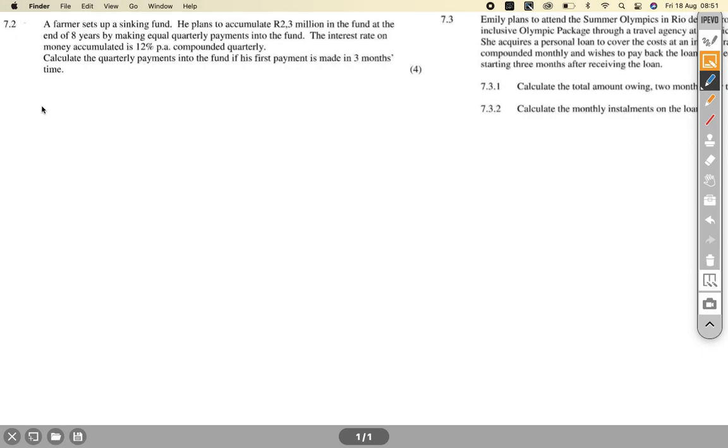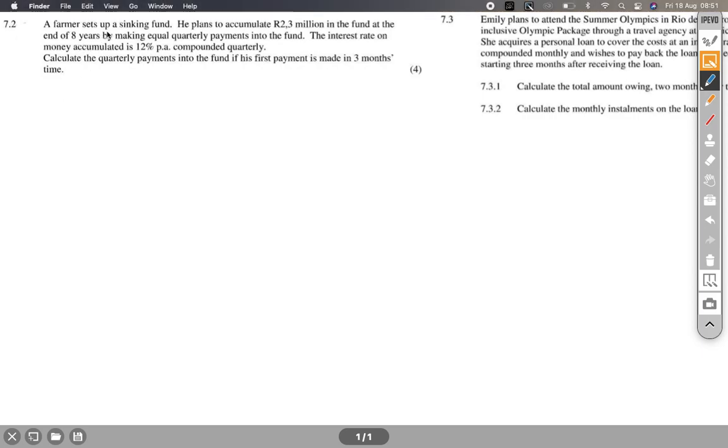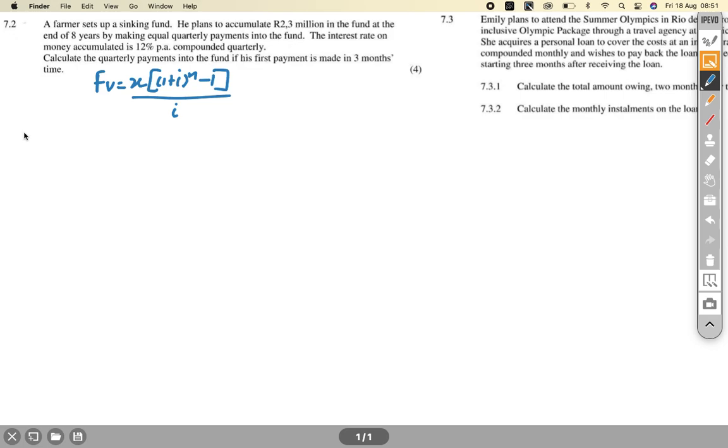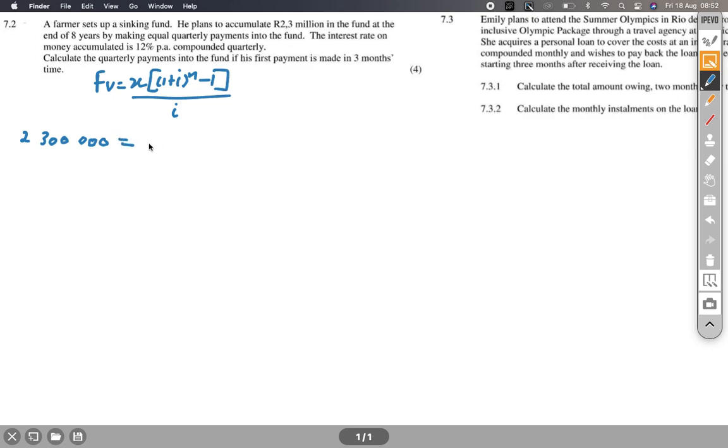Mathematics. Okay, so 7.2, a farmer sets up a sinking fund. So you should automatically be thinking future value. Okay, and then he plans to accumulate 2.3 million. So that's our FV. And then he plans to accumulate 2.3 million in the fund at the end of 8 years by making equal quarterly payments.